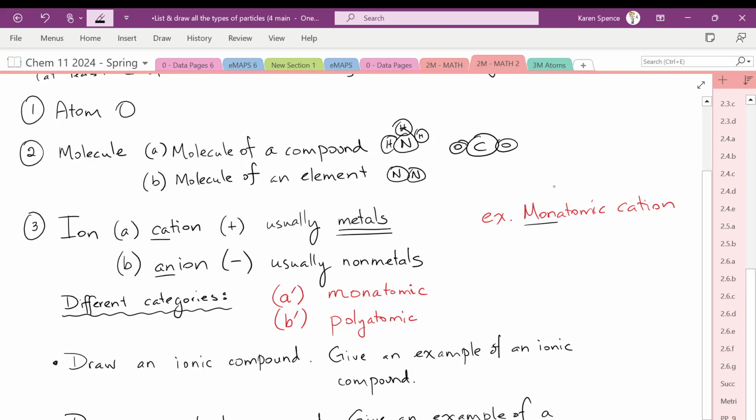What does mono mean? One. So how many atoms? One atom. And if it's a cation, what type of element should it be? Metal. Should be a metal. So what would it look like? Think of an example. You may use your green periodic table. Find your green periodic table. What did you say? Na plus. So we're going to have Na plus.